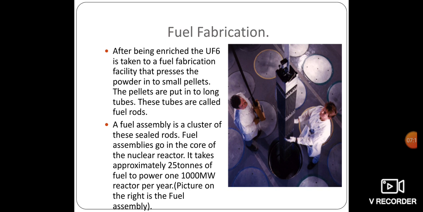It takes approximately 25 tons of fuel to power a 1000 megawatt reactor per year. Picture on the right is the fuel assembly.